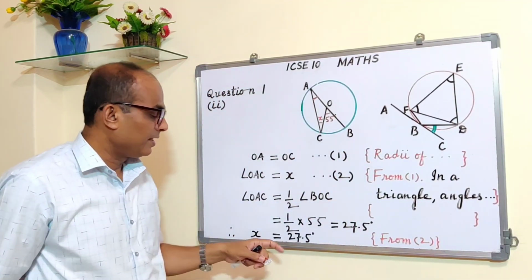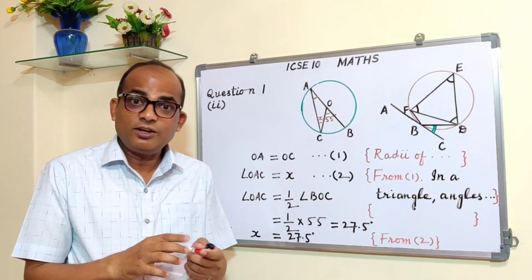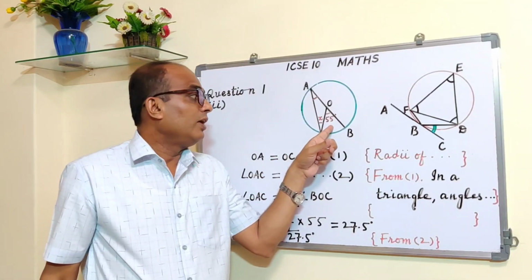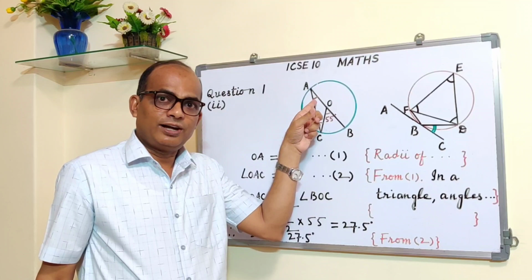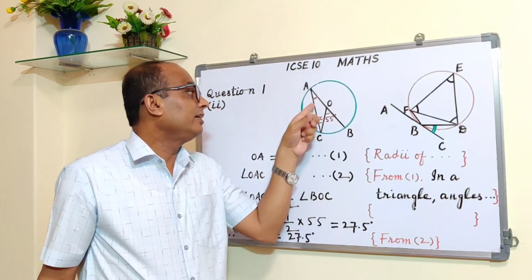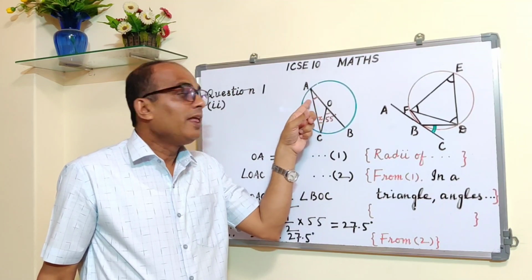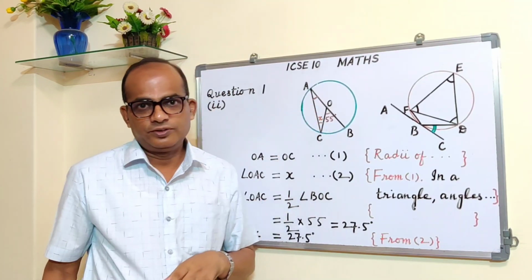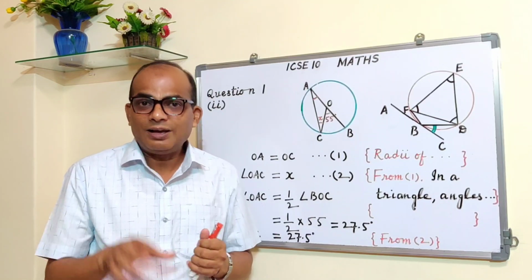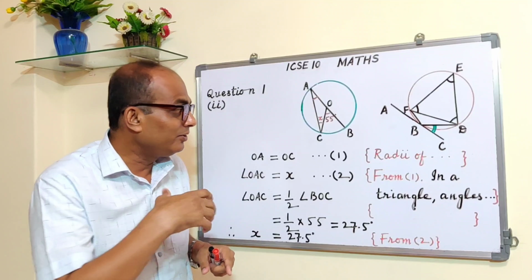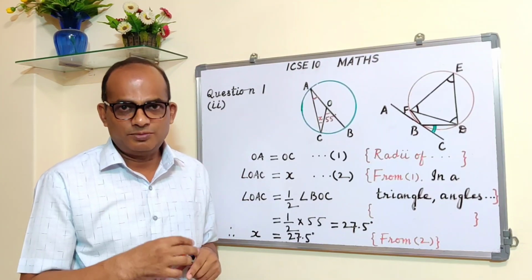Alright. Now see, the question we can do orally. I'm telling you how. Look, this is 55 degree. So half of 55 degree is 27.5 degree. And because OA and OC, they are the radii of the same circle, if this is x, this will also be x. And if this is 27.5 degree, this should also be 27.5 degree. Orally we can do it. I'm just trying to explain to you the concept. Suppose the same question is asked for 2 marks, then you cannot write down directly. You have to show some steps.